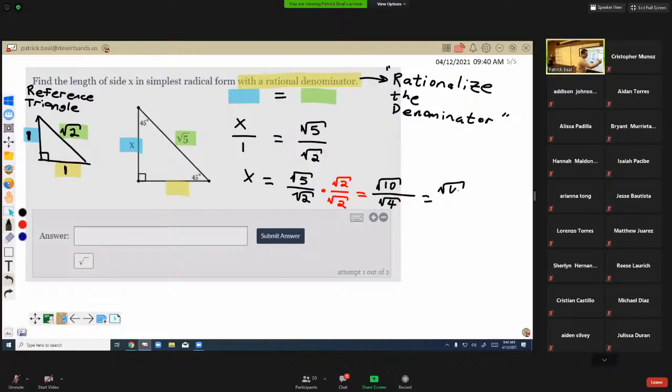All right, so we got the square root of 10 on top, and we've got just 2 on the bottom, and that is our answer. Square root of 10 divided by 2. And that's what we would type in to Delta. Questions on that one?